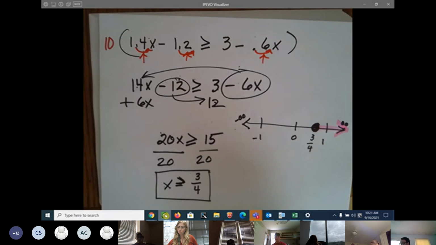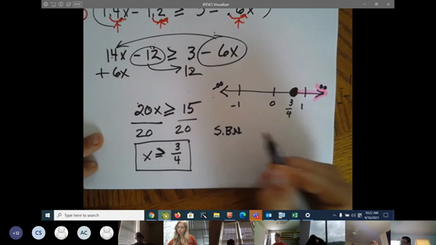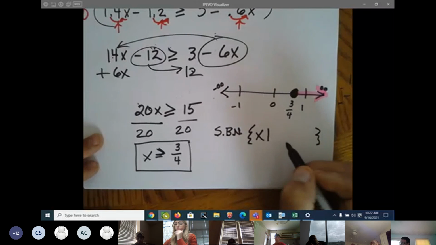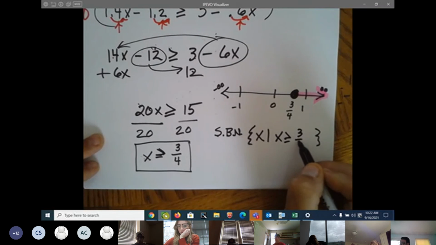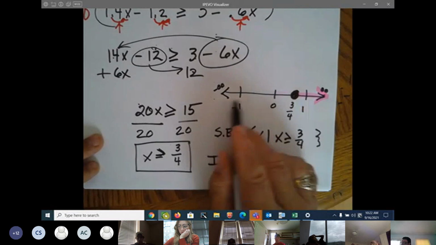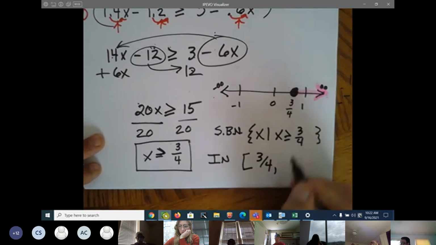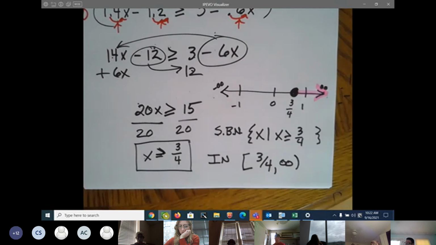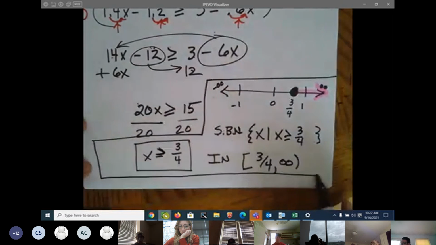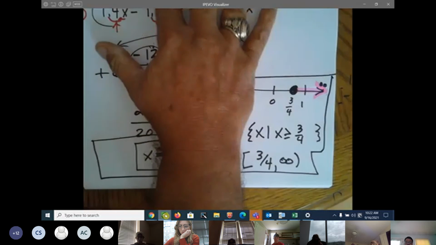So if I wanted to write this in set builder notation, that would be braces x such that x is greater than or equal to 3/4. And interval notation, you just read from left to right, 3/4, comma, infinity. So there are 4 possible answers for this question, depending on what they ask for. I'll leave that on the whiteboard there.